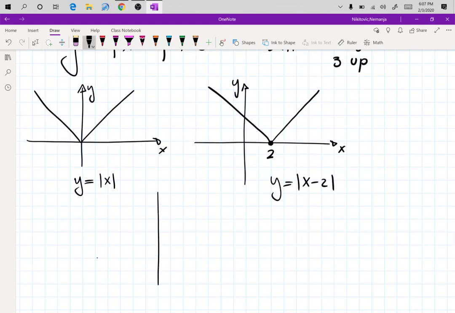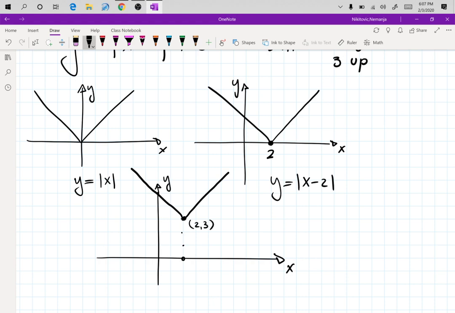So we already moved 2. Now we go 1, 2, 3 up. And we draw our final shape. And if you are interested in full credit, you have to label this point as 2, 3. Otherwise, don't worry about the credit, right? But if you want the points for labeling everything, you have to label 2, 3.